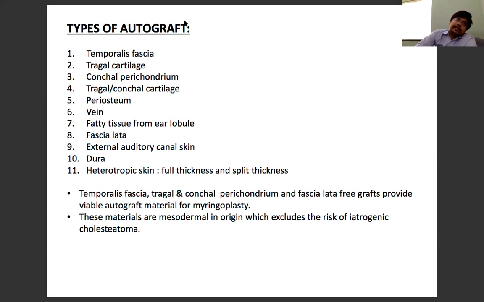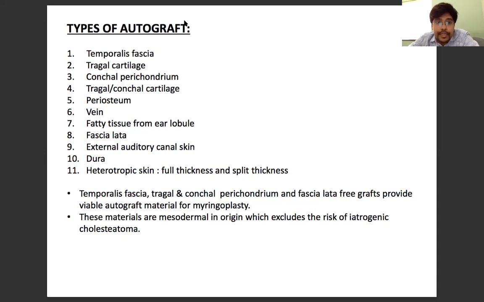What are the types of autograft? Because they ask in exams, practical exams. All these surgical procedures are very important from a practical point of view. So types of autograft. Auto means self. So that is the autograft which we use. First one is what? Temporalis fascia, tragal cartilage or perichondrium.